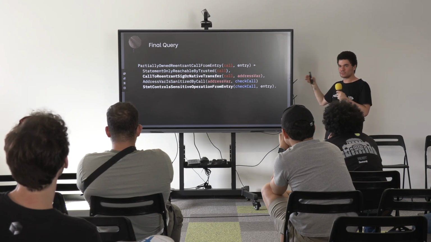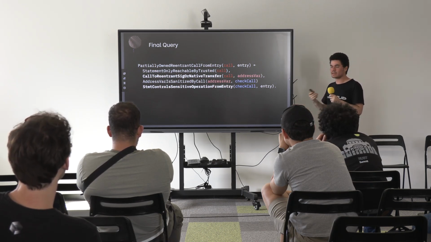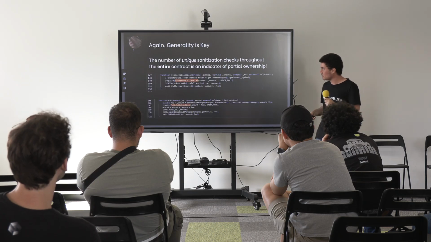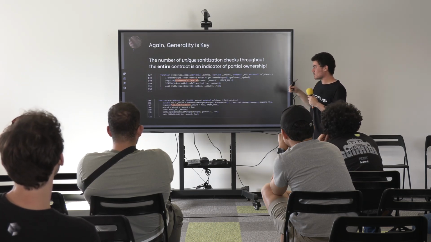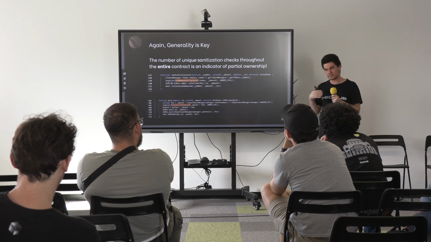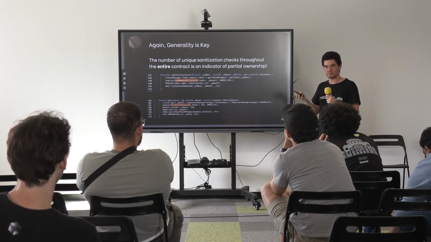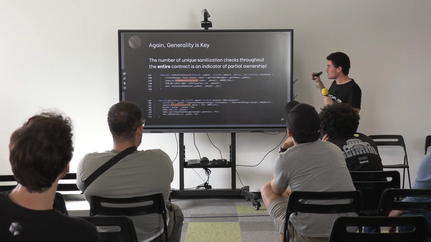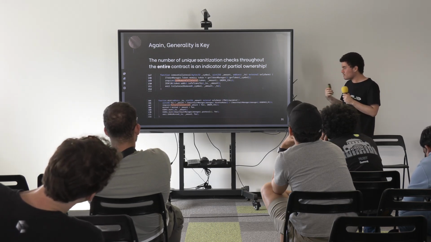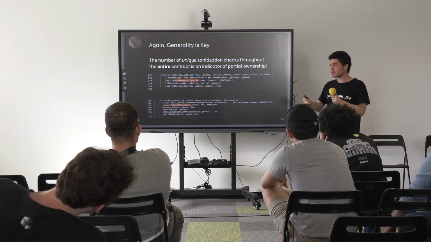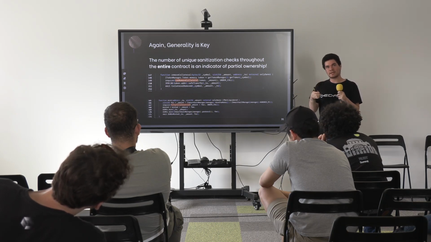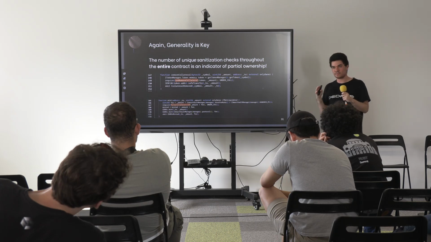So this detector should be, in theory, complete. All we care about, other than this, is the false positive ratio, again. And as we try to do with all our detectors, we have to generalize them. Otherwise, they're not really practical. People don't get much value out of them. And a way to generalize partial ownership is to think that every instance of a unique sanitization being performed is actually a candidate witness of partial ownership.